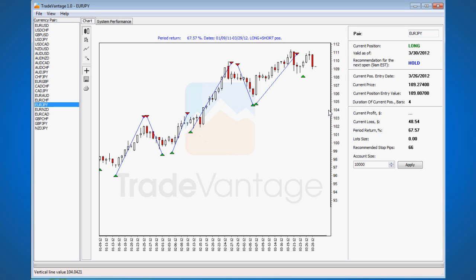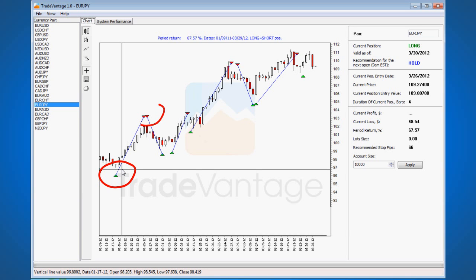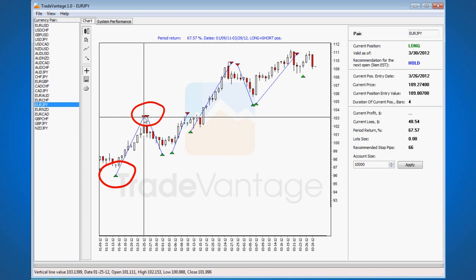Now, starting with the first trade of the year, we see TradeVantage directed us to enter a buy at the open of this candle here. And this is actually 97.29. Then for about 9 days, it told us to continue to hold this position until on the 10th day, we were instructed to close it at 101.99, and this is for a profit of right around 470 pips. I'm going to show you where this information is as far as a breakdown goes here in just a minute.